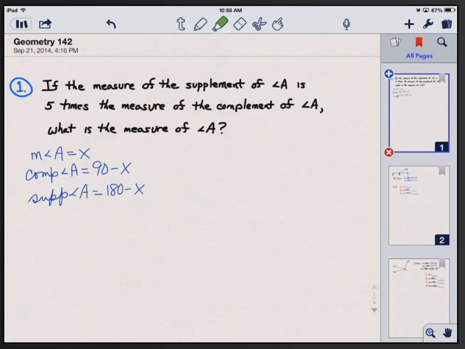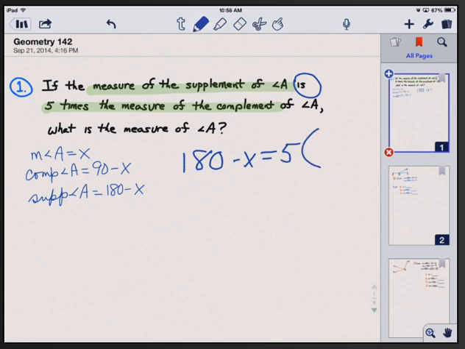It says the measure of the supplement of angle A. I'll write that down. 180 minus x equals 5 times the measure of the complement of A. 5 times the complement of angle A. So now I have an equation that I can solve by using, first of all, the distributive property. So that gives me 180 minus x equals 5 times 90, 450, minus 5x.